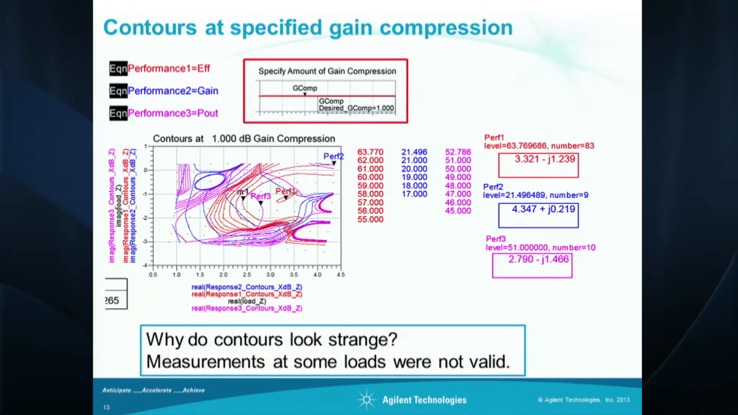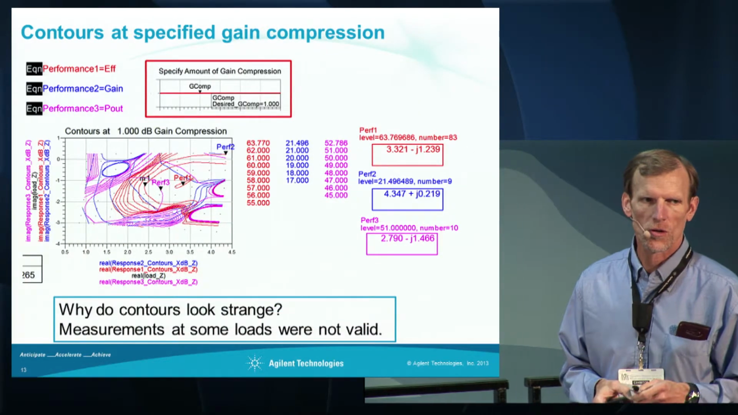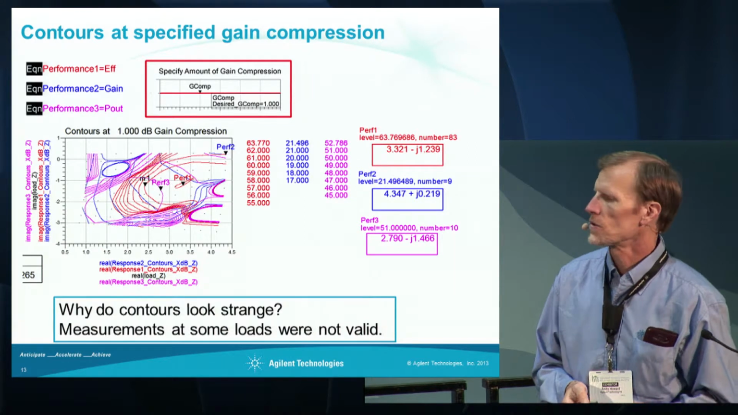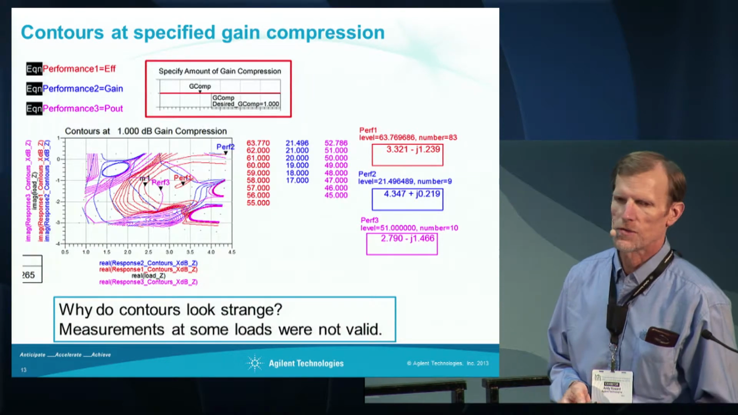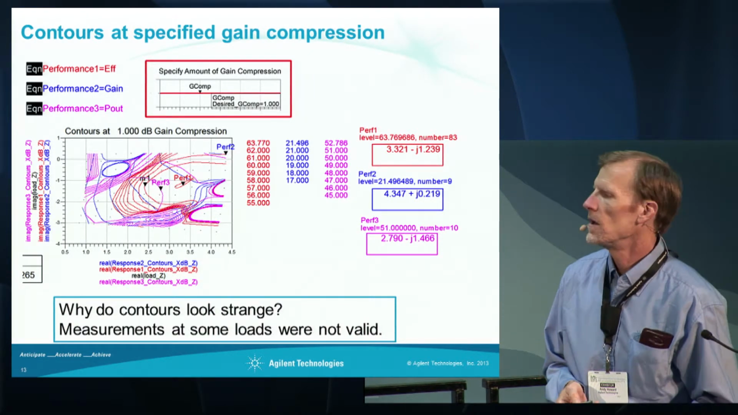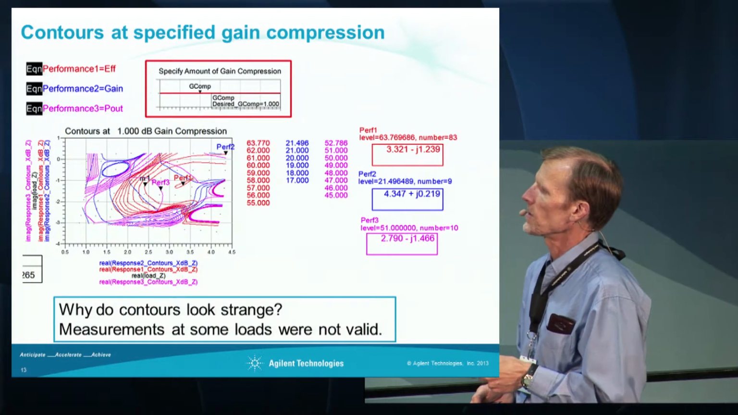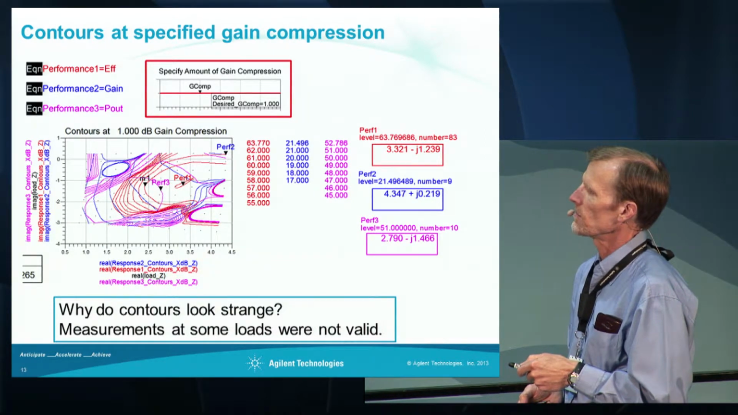And the contours look a little bit strange because not all the data in the file is realistic. Some of it is noisy or irregular, or for certain points, certain loads, and certain input power levels, valid data was not obtained. So that's why some of the contours look a little bit strange, some of the particular points.